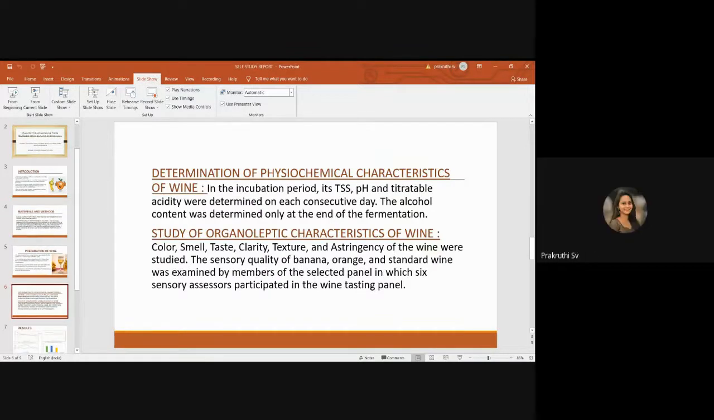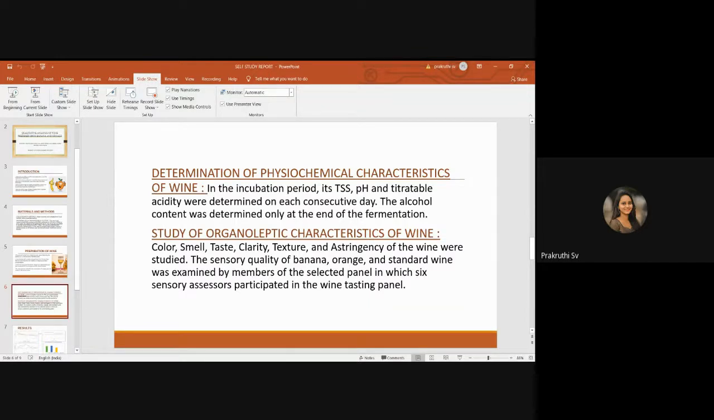Determination of physiochemical characteristics of wine. In the incubation period, its TSS, pH and titratable acidity were determined on each consecutive day. The alcohol content was determined only at the end of the fermentation. Study of organoleptic characteristics of wine: color, smell, taste, clarity, texture, and astringency of the wine was studied.